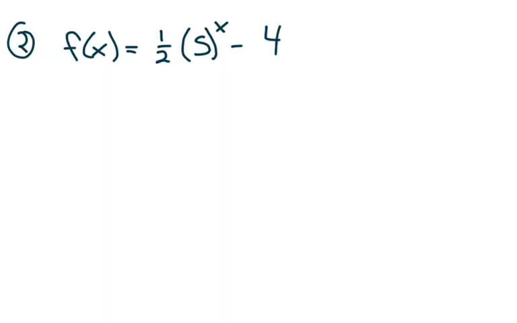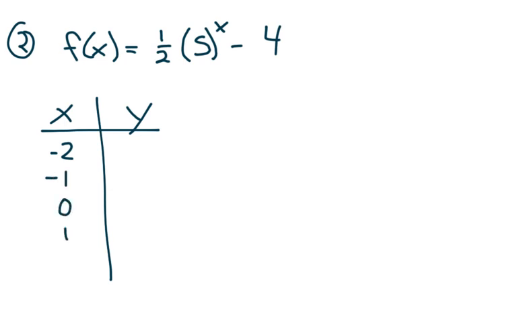Alright, so number 2, f of x equals 1/2 times 5 to the x minus 4. This is a growth because 5 is being raised to the exponent and it's bigger than 1. So I'm going to make my table of values. And again, we're always going to pick these unless it's moving left and right. And what tells you it's moving left and right is with the x. And when we get to 1, I'll show you.